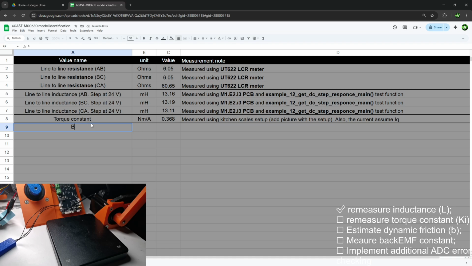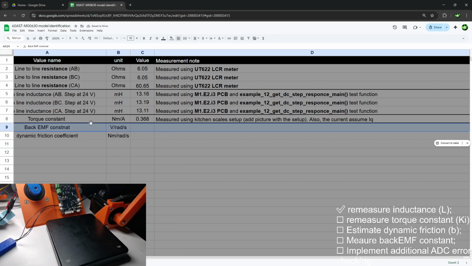Now, what we haven't measured yet are the back EMF constant, which we expect to be equal to this number. They should be the same in SI system, and in SI system it is volts per radian per second. And also we need the dynamic friction coefficient, in Newton meters per radian per second, like this.